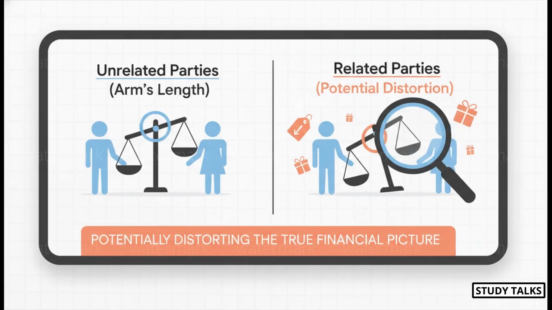And this really gets to the core of why AS18 is even a thing. Look, in the real world, companies don't always deal with each other at a fair market price, what we call an arm's length basis. When you're dealing with a related party, you might get a sweetheart deal or maybe get services for free. This can seriously mess with the company's true financial performance. So the entire goal of AS18 is to pull back that curtain and make sure everything is out in the open.